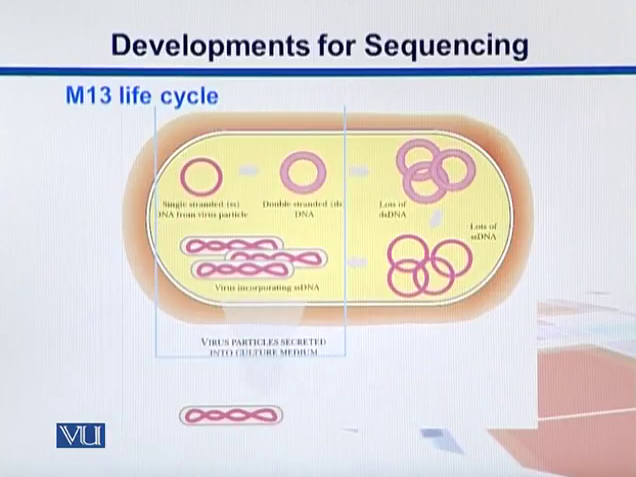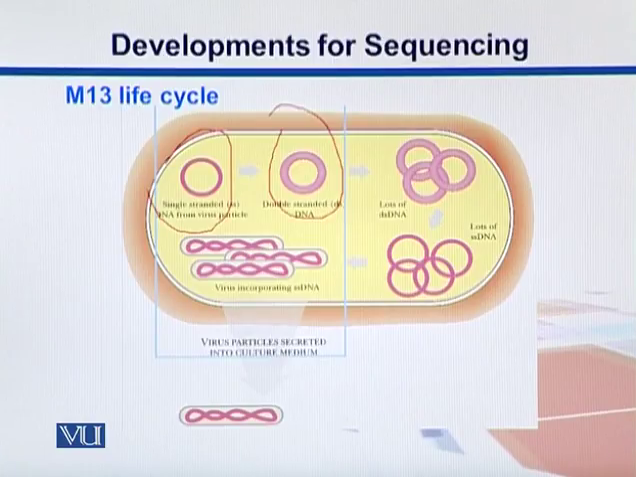So this is how we can see its life cycle. Initially it enters into the bacteria, since it's a bacteriophage virus, so it attacks bacteria. Here we see that it's a single stranded DNA, and then it gets converted into double stranded form, and then this double stranded form gets replicated.